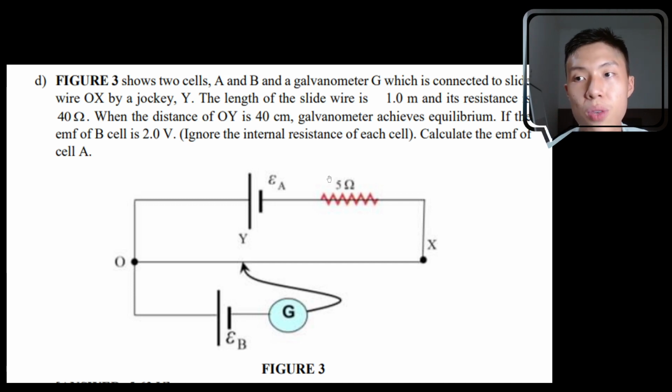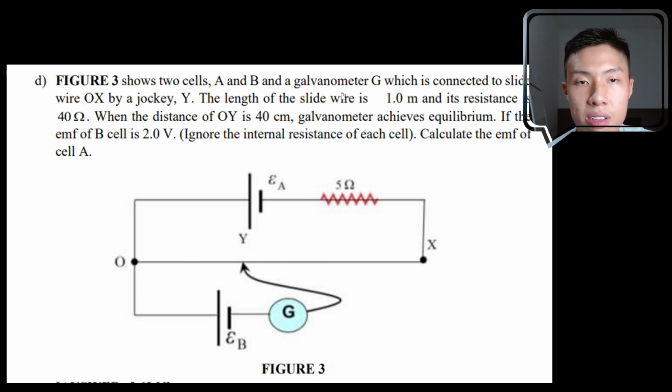Let's move on to question 1d. It shows here that figure 3 shows two cells A and B and a galvanometer G, which is connected to slide wire OX. OX is a wire that you allow a jockey to slide on. The jockey is Y, and the jockey is sliding on this slide wire OX. OX is static. Y is the one that is moving, sliding along this OX wire.